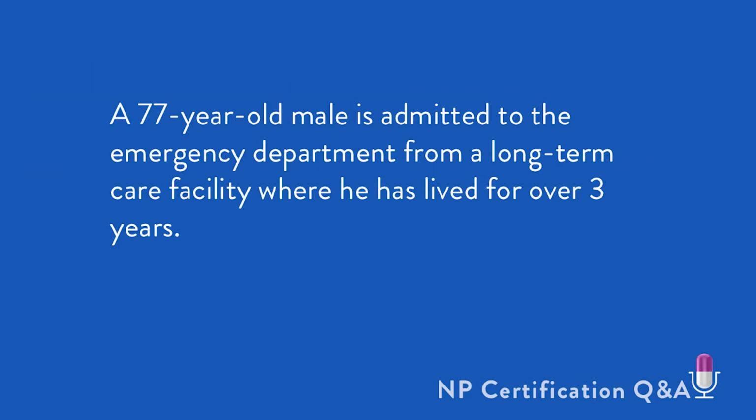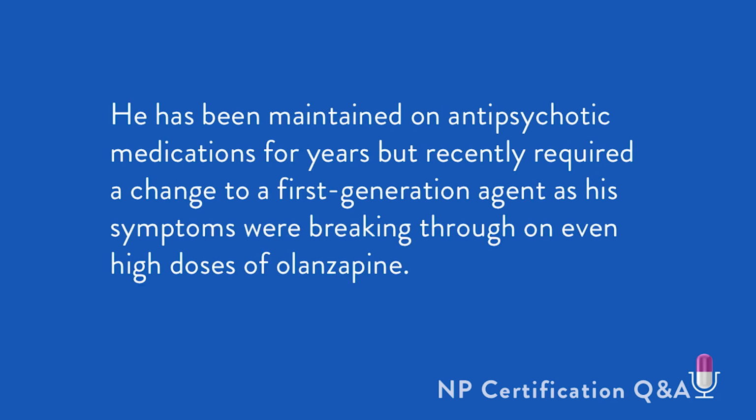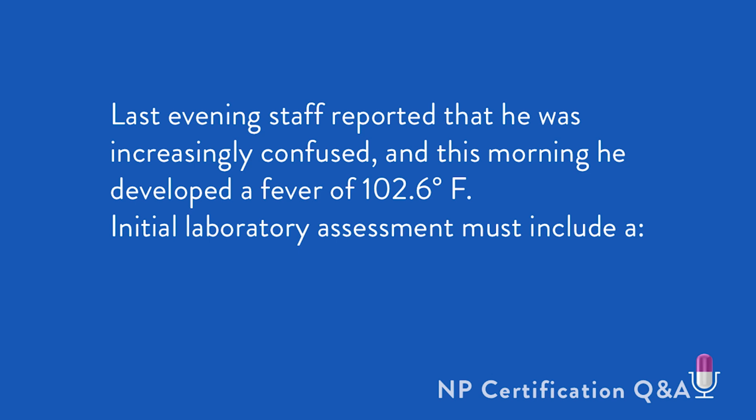A 77-year-old male is admitted to the emergency department from a long-term care facility where he has lived for over 3 years. He has been maintained on antipsychotic medications for years, but recently required a change to a first-generation agent as his symptoms were breaking through on even high doses of olanzapine. Last evening, staff reported that he was increasingly confused, and this morning he developed a fever of 102.6 degrees Fahrenheit.